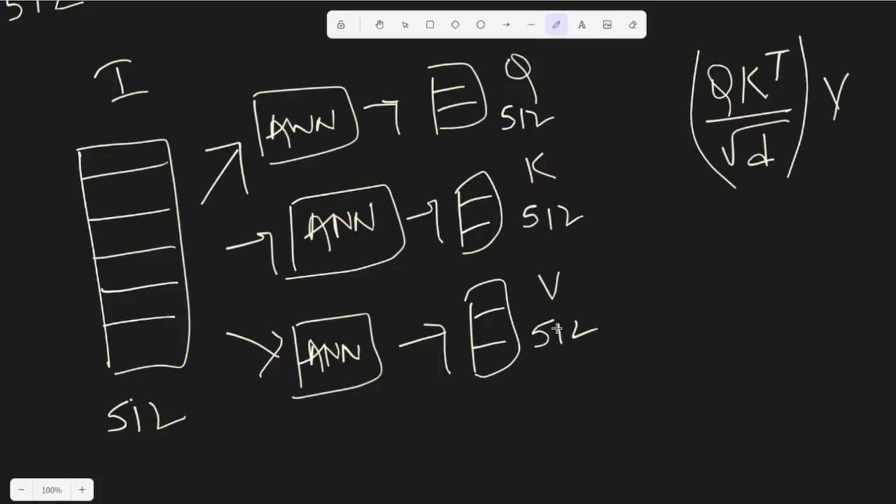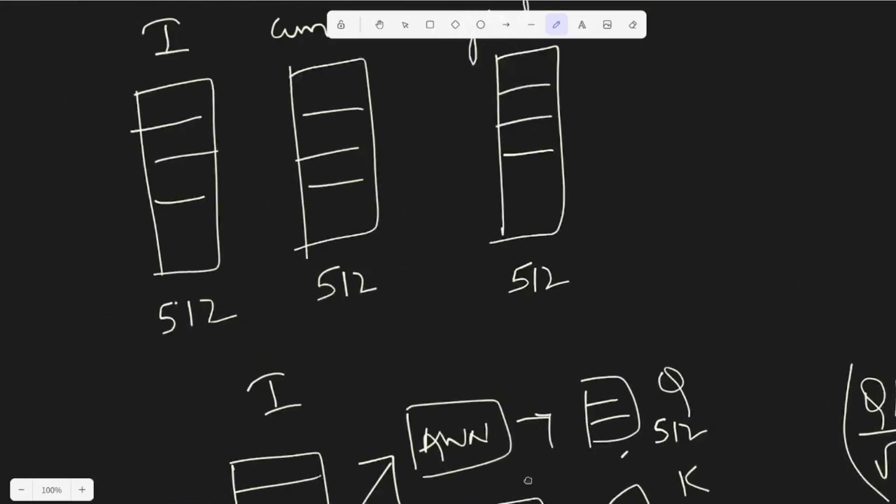Value is self-explanatory. It's the representation of the word itself. Keys are attributes, and queries are like the questions we're going to ask about the sentence. You can somewhat think of it like that when you're going for intuition. And then we basically apply this formula on these. Now that we projected this into these 3 vectors, we're going to do that for all the 3 words.